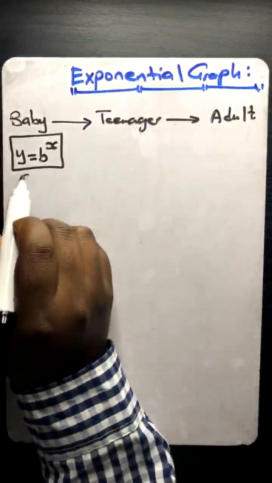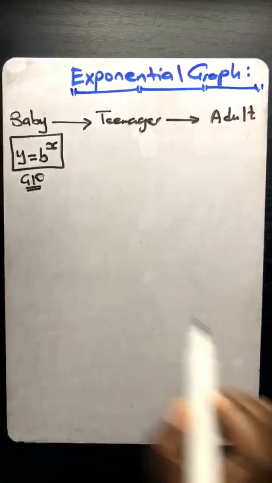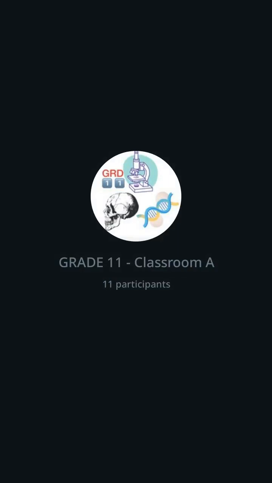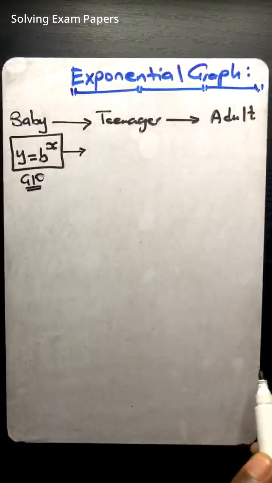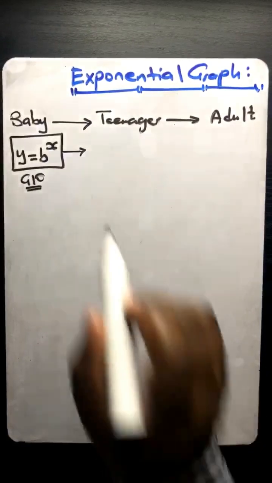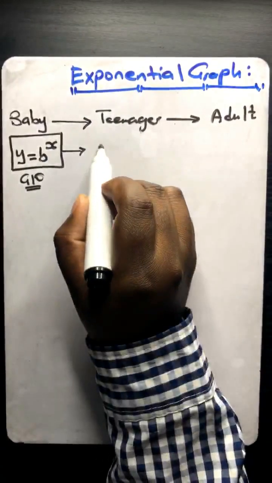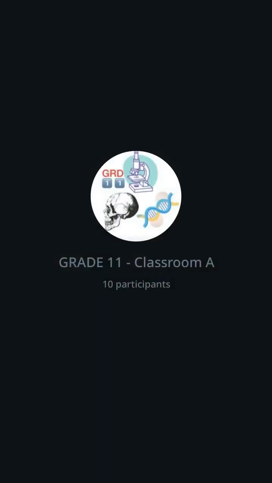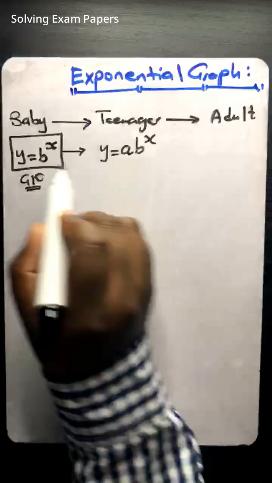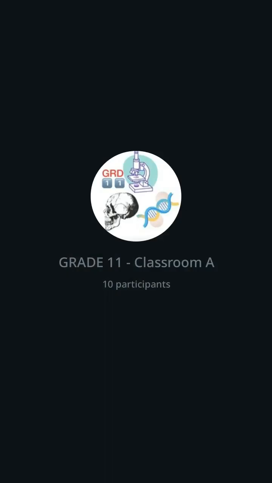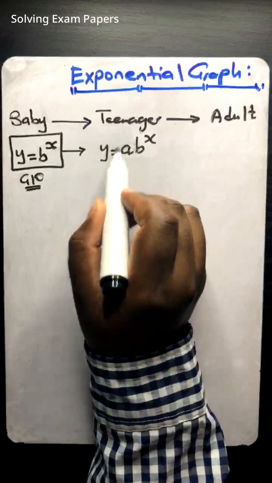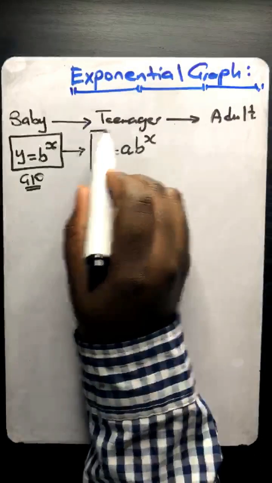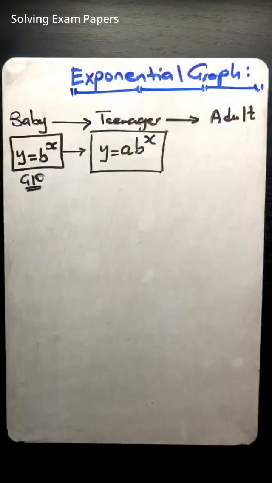So I was saying, this is how an exponential graph looks at a baby stage. You can assume that in grade 10, this is what they teach you. When you get to grade 11, or the teenage stage, it becomes something that looks like that. The difference between this stage and that stage is simply that here they've added the a value. As we continue, you will understand the impact of that a value on the exponential graph.